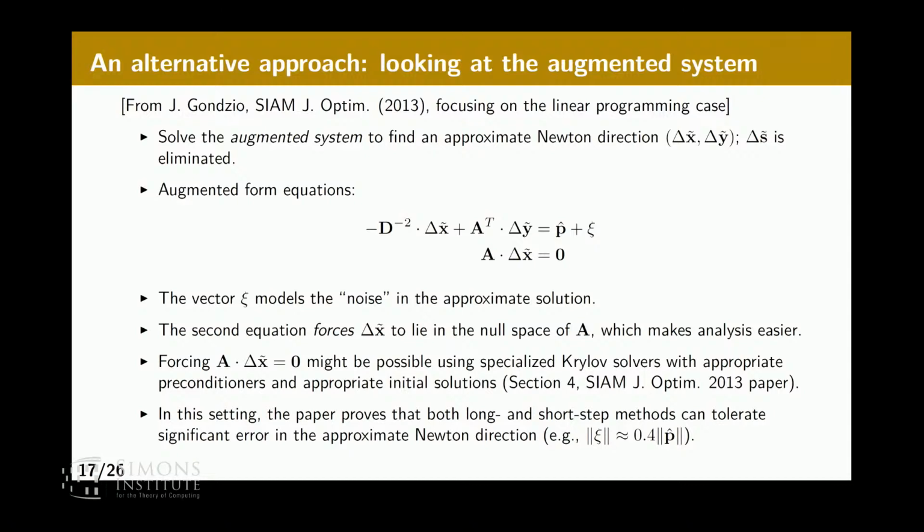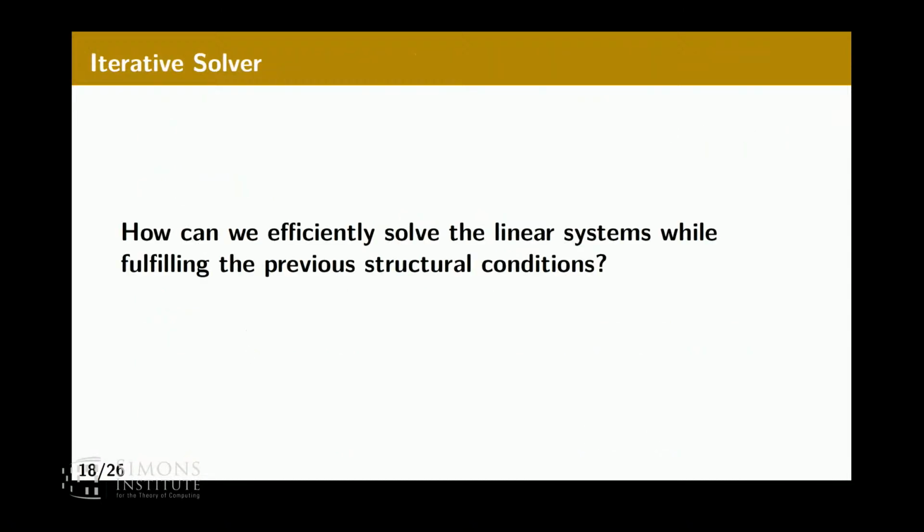It's worth noting that when they do approximate solvers for this system here, they still want to emphasize that A delta x tilde is equal to 0. So they force delta x tilde to lie in the null space of A. We tolerate noise there and we correct it, unlike what was done in previous work for the augmented system. But the claim is that for certain instances, using specialized Krylov solvers and some special preconditioners, they're actually able to make this happen in practice.